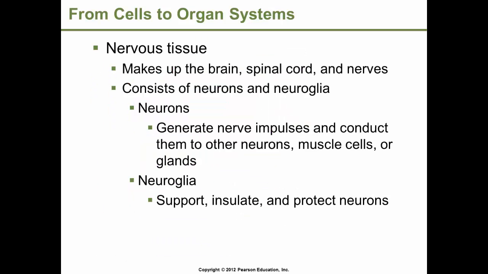The nervous system makes up the tissue type in the brain, spinal cord, and the nerves. It consists of neurons and neuroglial cells. Neurons are the cells that generate the nerve impulses and conduct them to other neurons, muscle cells, or glands. Neuroglial cells outnumber neurons 10 to 1. Neuroglial cells support, insulate, and protect neurons.